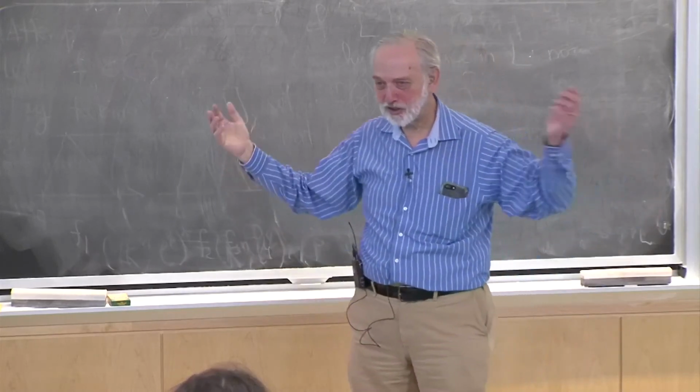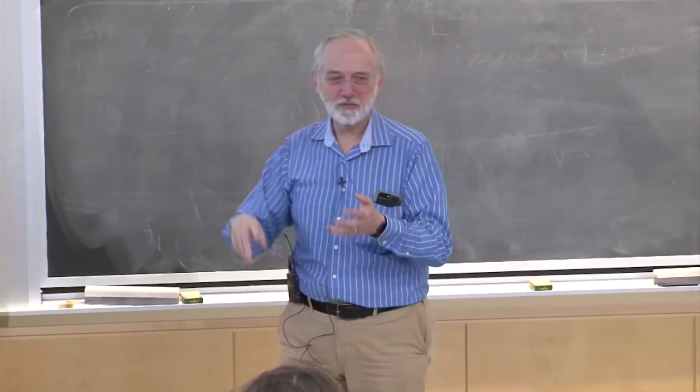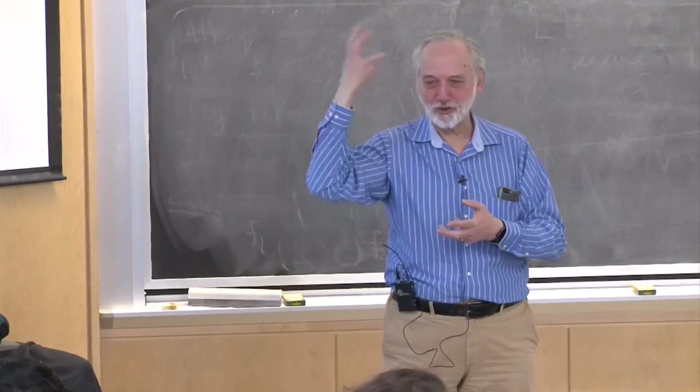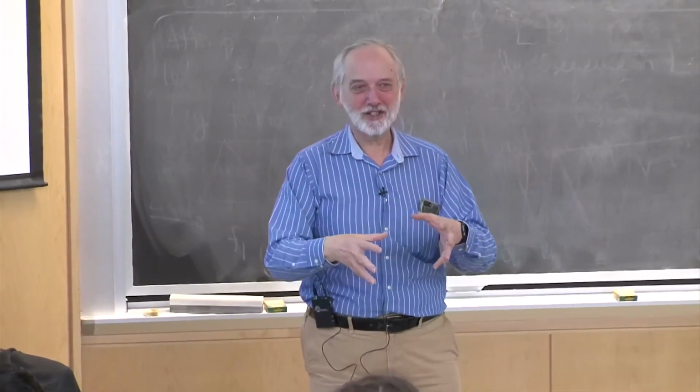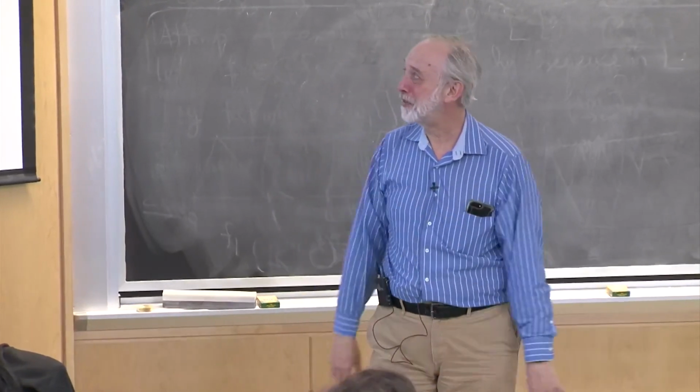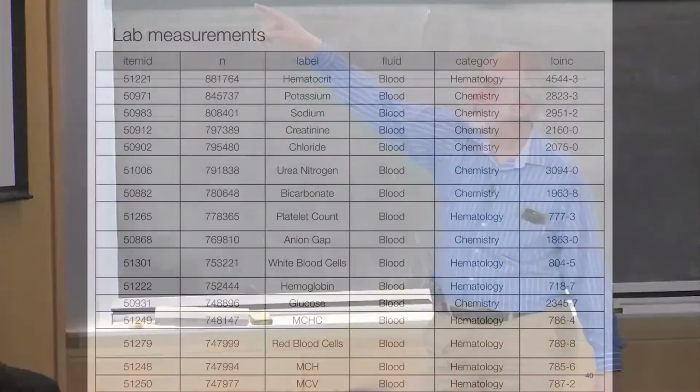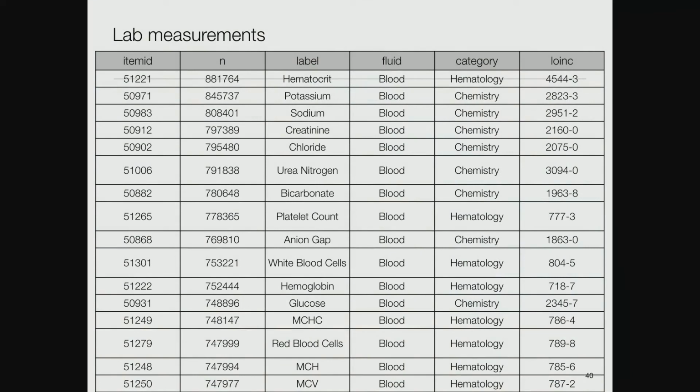Okay, lab measurements. So you send off a sputum sample, blood, urine, a piece of your brain, something. They stick it in some goo and measure something about it. So what is it that they're measuring? Well, it turns out that hematocrit is the most common measurement. So this is how much hemoglobin is in your blood, or what fraction in your blood, and is very important for sick people. And the second most important is potassium, then sodium, creatinine, chloride, urea nitrogen, bicarbonate, etc.